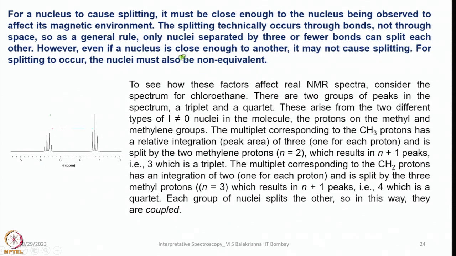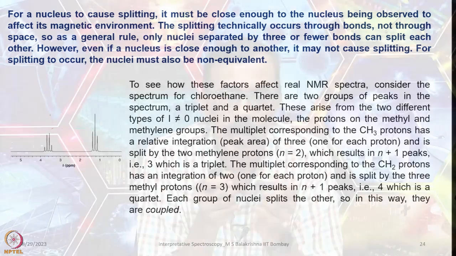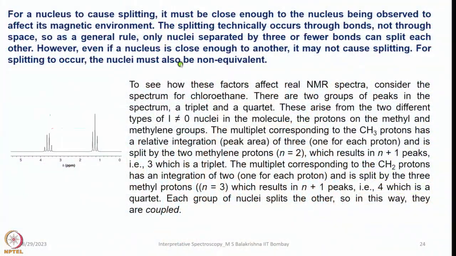However, even if a nucleus is close enough to another, it may not cause splitting. For splitting to occur, the nuclei must also be non-equivalent. So they must be non-equivalent. As I mentioned, in the case of ethane, we have a CH3 group and a CH3 group, and both the CH3 groups are not splitting each other because both are chemically equivalent. That means there must be some non-equivalence there to split the neighboring signals.